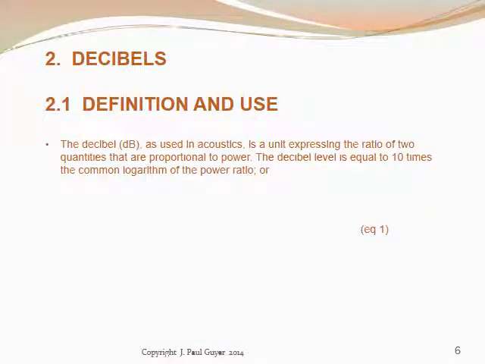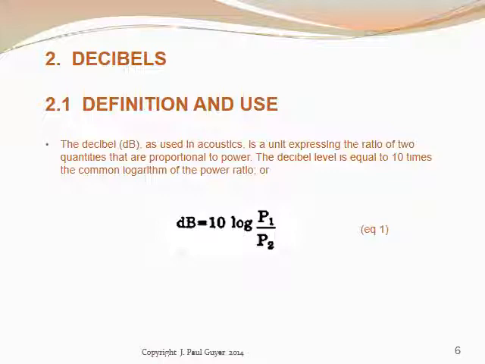Now some discussion of decibels, which is the unit of measure for acoustics. The basic unit of level in acoustics is the decibel, abbreviated dB. In acoustics, the term level is used to designate that the quantity is referred to some reference value which is either stated or implied. The decibel is used in acoustics as a unit expressing the ratio of two quantities that are proportional to power.